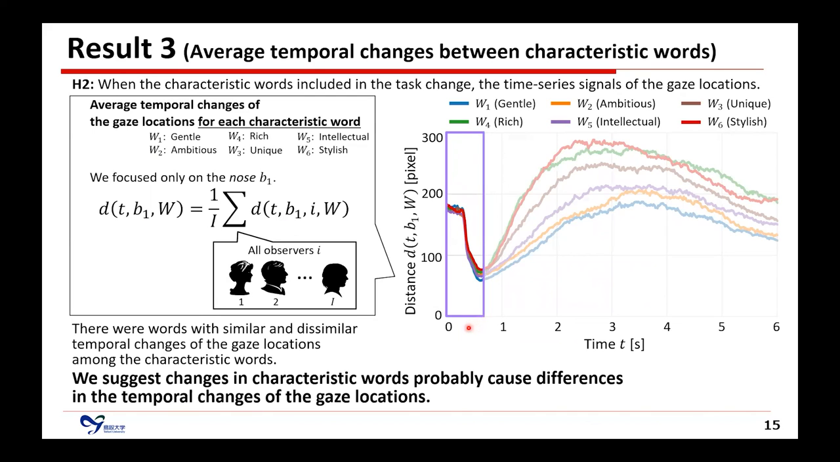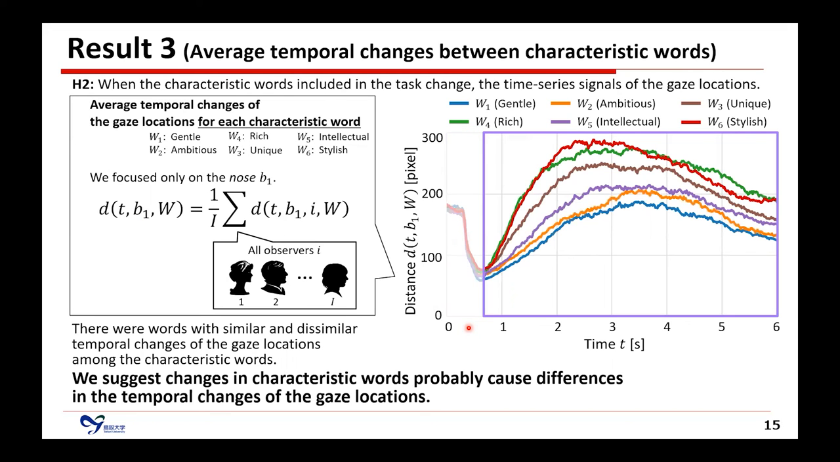Between 0 and 0.6 seconds, the distances were almost common among all characteristic words. Between 0.6 seconds and 6 seconds, the distances increase and decrease over time for all characteristic words. Additionally, there were differences in the timing of the increase and decrease among the characteristic words.